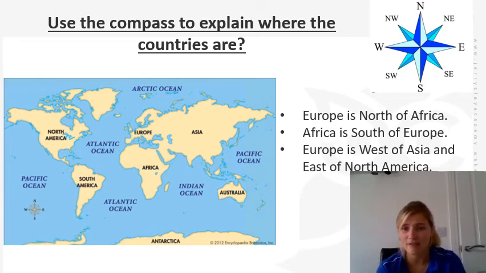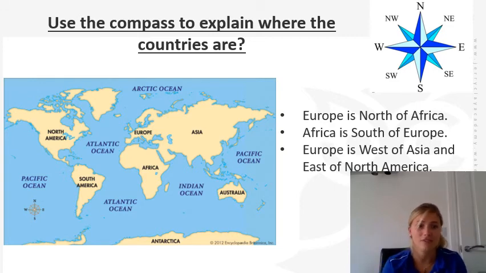Then we would say that Africa, point to Africa, is south of Europe because it's below. We then might say that Europe, so point to Europe again, is west of Asia, so Asia's on your right, and east of North America. So you can see how I'm using the compass, never eat shredded wheat, north, east, south and west, to describe where they are. Now to really challenge yourself, you could use northeast, southeast, southwest and northwest.